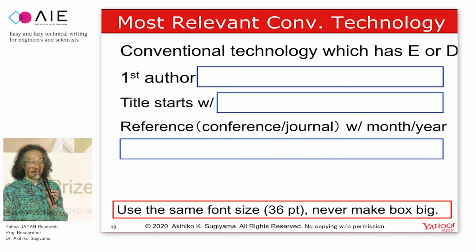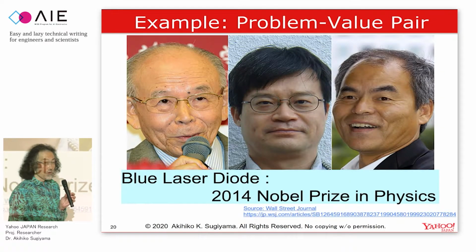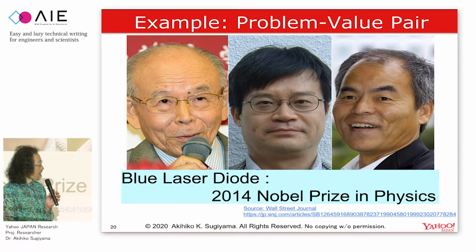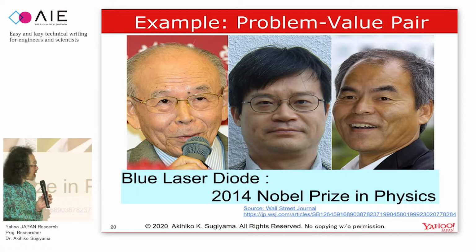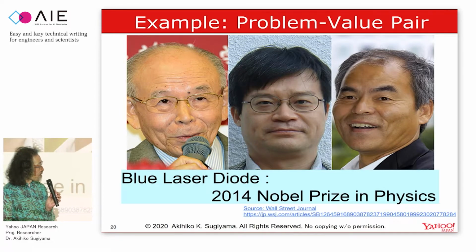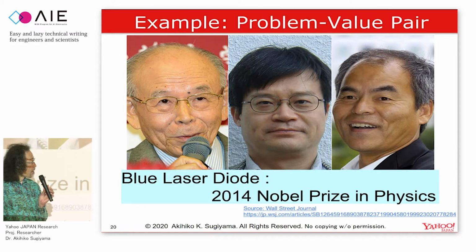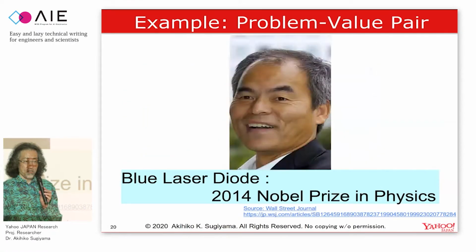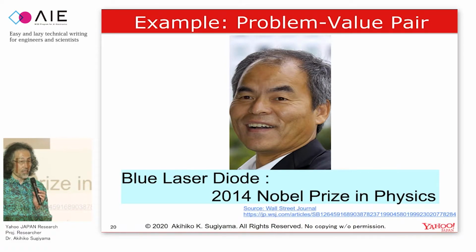All right, let me give you an example. Otherwise, it is not easy to understand for some of you, or maybe all of you. You should be very familiar with these guys. They are Nobel laureates. They received the 2014 Nobel Prize in Physics for their work on the blue laser diode. And I am going to concentrate on this person, Professor Shuji Nakamura of the University of California at Santa Barbara.